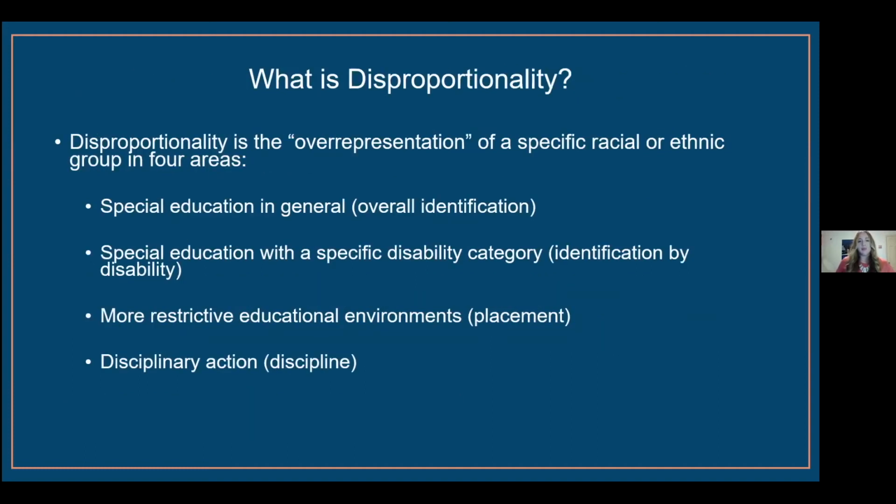So what is disproportionality? It's the overrepresentation of a specific racial or ethnic group, and it's in 4 areas. So overall identification, we call this indicator 9. Education and specific disability category, we call that indicator 10. More restrictive education environments, we call this placement, and disciplinary action, we call this discipline.